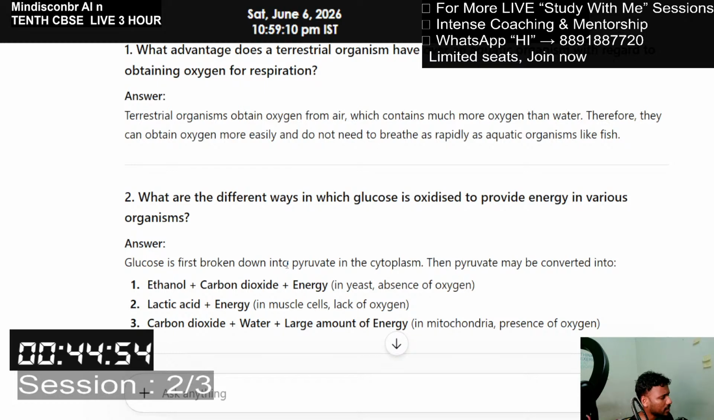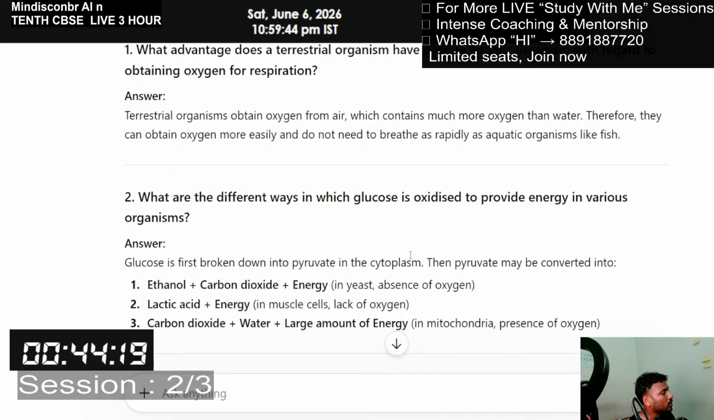And in the case of muscles, where the oxygen is very low due to rapid or vigorous muscle activity or workouts, the oxygen will be low in muscles, and as a result, the glucose gets oxidized to lactic acid and a low amount of energy.